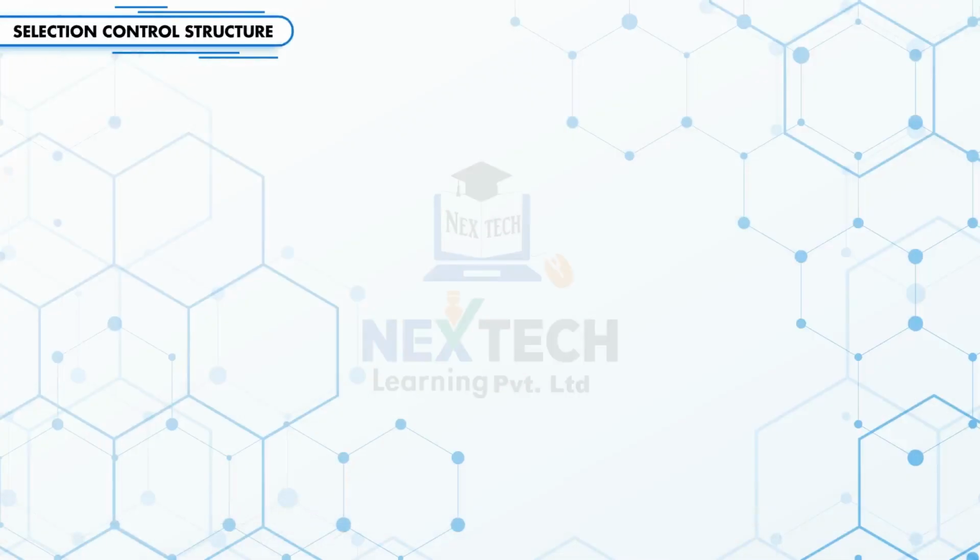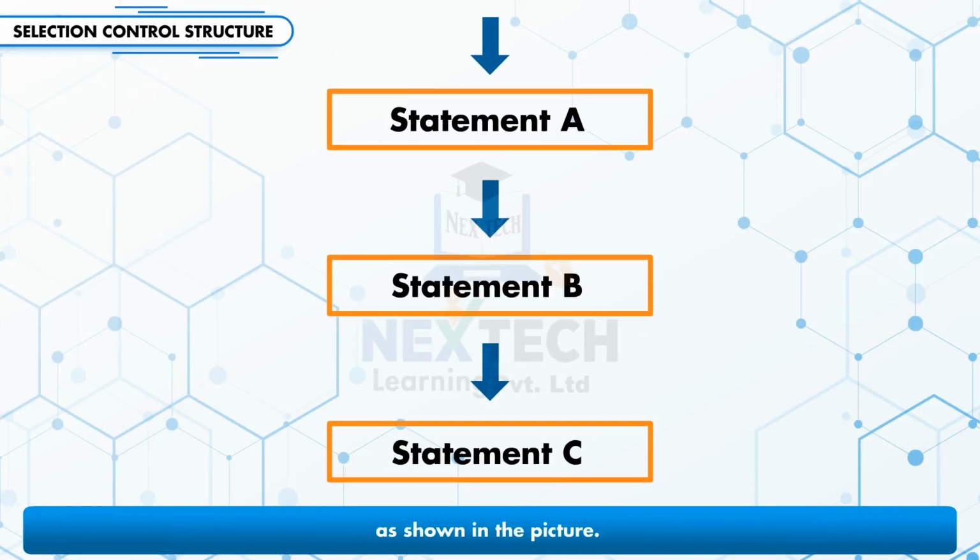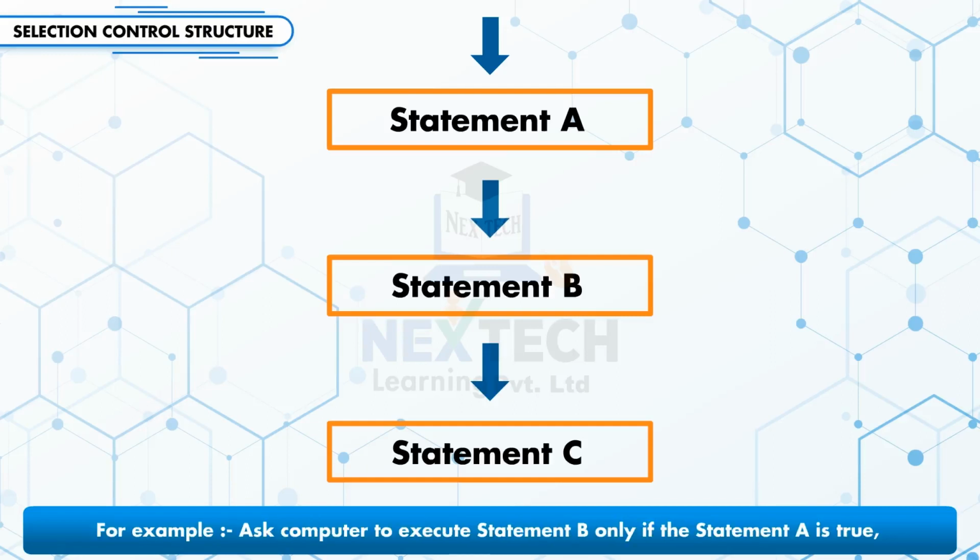Selection control structure. Normally, a computer executes the statements in the order they have been written, as shown in the picture. What if we want to change the flow of execution? For example, ask the computer to execute statement B only if statement A is true, otherwise statement C should be executed. For this type of situation, we need selection control structure.